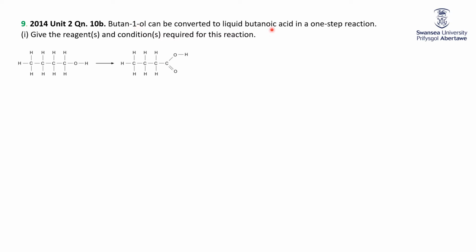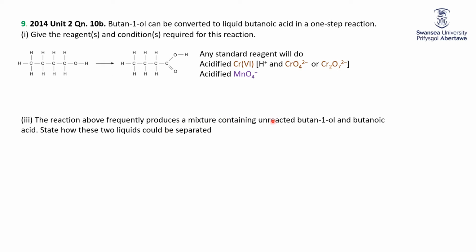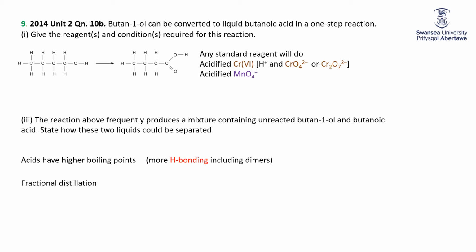Butanol converted to liquid butanoic acid, a one-step reaction; get the reagents and the conditions required. A primary alcohol going to an acid is an oxidation, so we use our acidified chromium(VI) or the acidified permanganate. It frequently produces a mixture containing unreacted butanol and the butanoic acid. How can you separate 2 liquids? Anytime you've got 2 liquids, you ask yourself, can they be separated by distillation? The answer is yes, because acids have higher boiling points because there's more hydrogen bonding available to the acids. So fractional distillation will allow us to separate the presumably lower boiling butanol from the higher boiling butanoic acid.